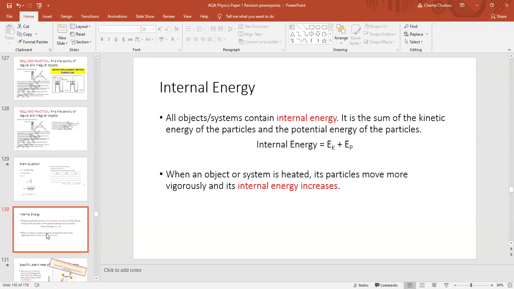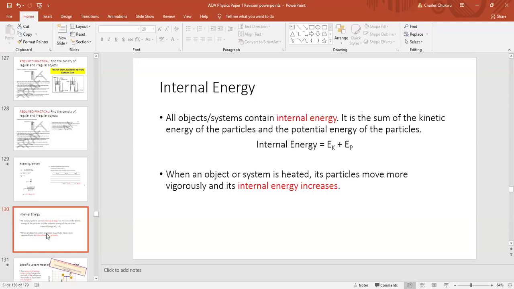First things first, all objects contain internal energy of some sort. It's usually the sum of the kinetic energy of the particles and the potential energy of the particles. Remember what we said about kinetic versus potential energy. Potential energy is energy as a result of the position where it is. It's usually stationary, the position. While kinetic energy is energy that's a result of movement, it shows up in movement.